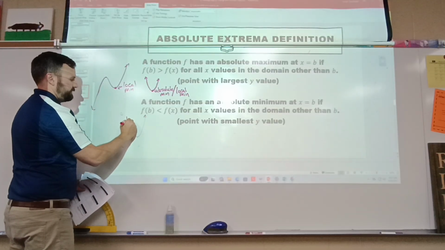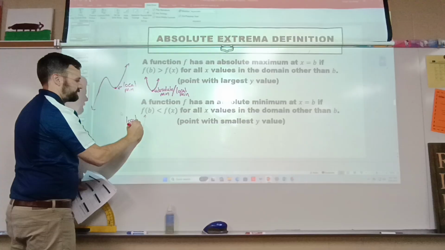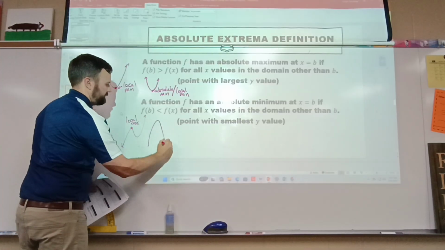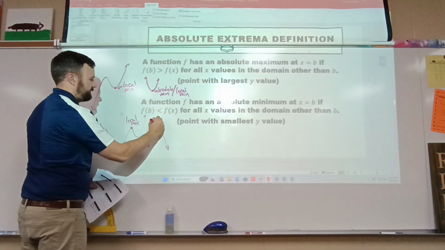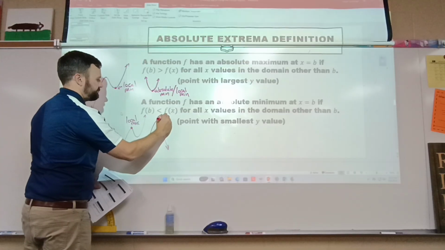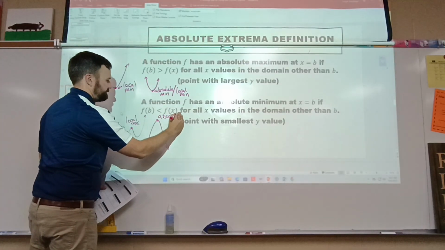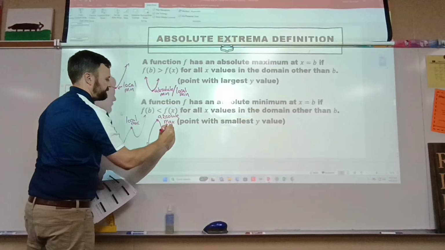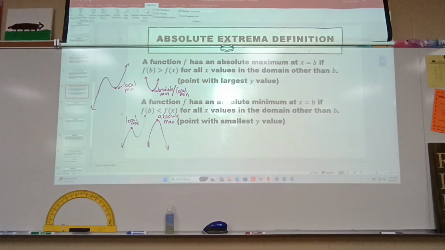Same thing is true with this one, right? That's a local max. This is an absolute because I can't go above it. I drew those on the wrong ones, I do realize. My apologies. I wasn't reading it.